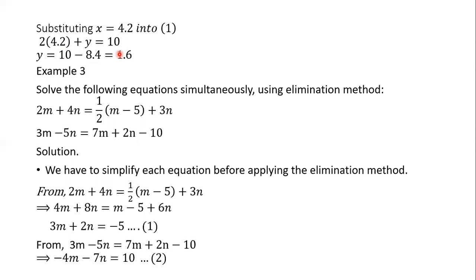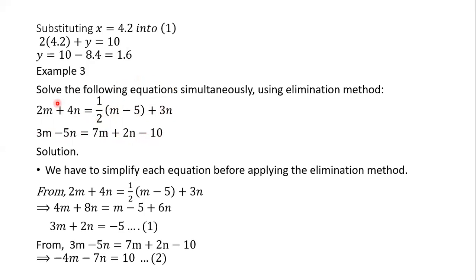Now let's go to the third example. Here we are not using our usual x and y, but you can use any variable at all. Not all the time are you going to get x and y. Here I'm using m and n. Solve the following equations simultaneously using the elimination method. 2m plus 3n equal to half into bracket m minus 5, bracket closes, plus 3n. Then the next equation is 3m minus 5n equal to 7m plus 2n minus 10.